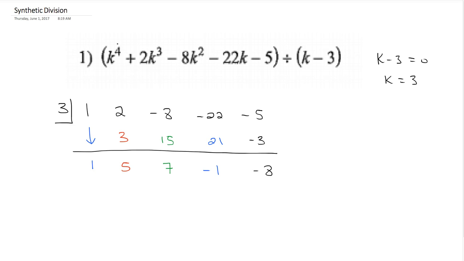But we have a remainder, so we start now with our 1 here. So we're going to go 1 degree less. So k to the fourth now becomes 1k to the third plus, because it's a positive 5, 5k squared plus 7k, you don't have to write to the first, but to the first, minus 1, and then my remainder, minus 8 over k minus 3.